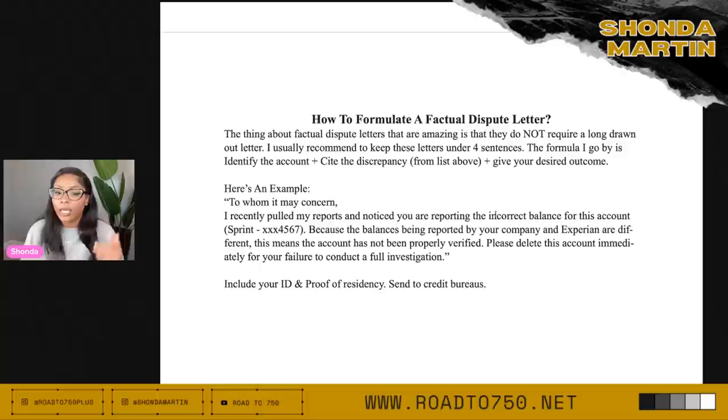Give your desired outcome. Please delete this account immediately for your failure to conduct a full investigation. That's a violation of your rights if you can prove that they didn't fully investigate your complaint. Include your ID and proof of residency if your address on your ID is not up to date, and send to the credit bureaus.